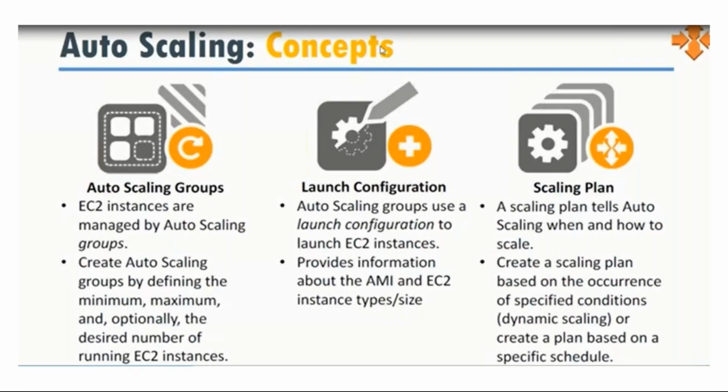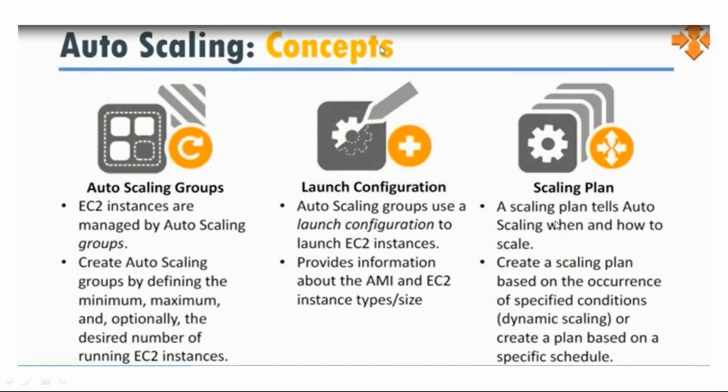Next, launch configuration. In the launch configuration, you have to provide the information of your Amazon machine image and EC2 instance type and size, because we require the same configurations. So T2.micro or C4.large, X large, whichever configuration we are going to select. Same type configuration machines only we are going to select in the launch configuration.